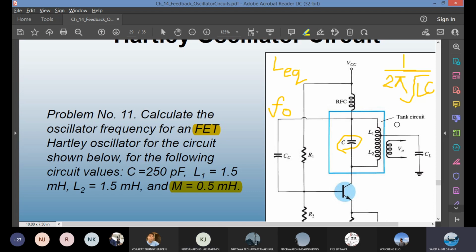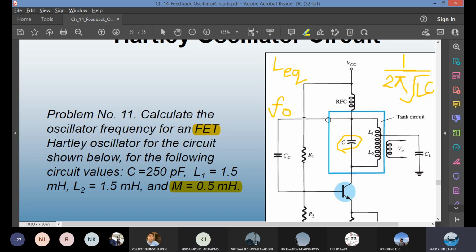Okay, what's your calculated frequency? I got 5.03 megahertz. What value of L did you use? I used 4 millihenry. L1 plus L2 plus 2M. So 1.5 plus 1.5, that's 3, and 2 times 0.5 is 1. So 4 millihenry. For the capacitance, I believe I used 250 picofarad.